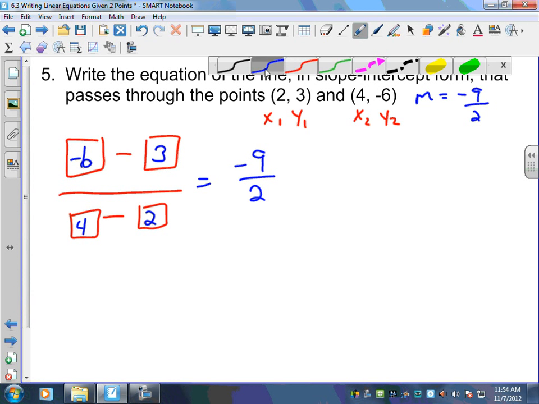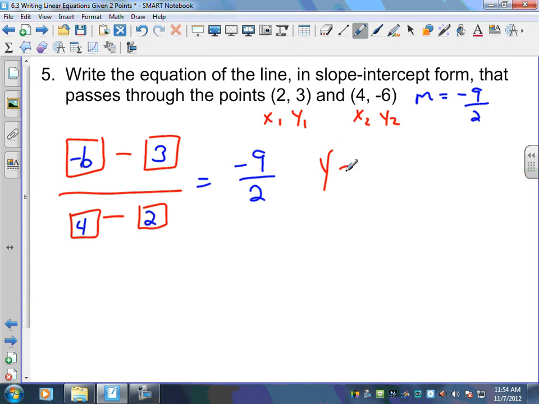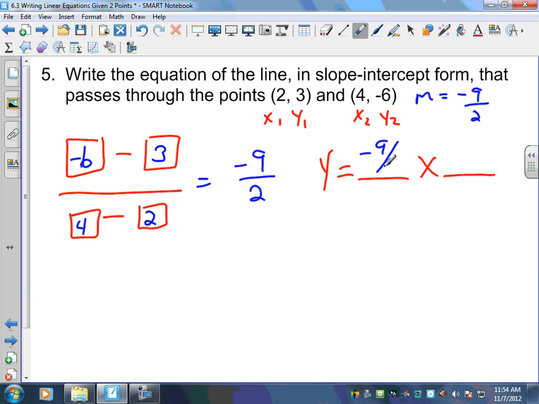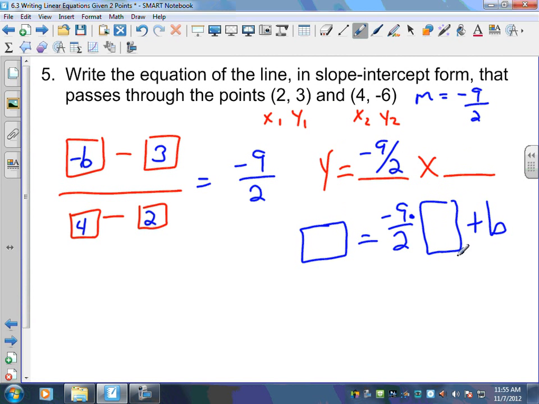So I'm going to write y equals blank x blank. And what goes in my blank slope? Negative 9 over 2. Now, I put my boxes, negative 9 over 2, put my x box, and I'm going to put a dot right here because this is multiplication, and then don't forget to put plus b. Now, I use x1 and y1. y1 is 3, x1 is 2.